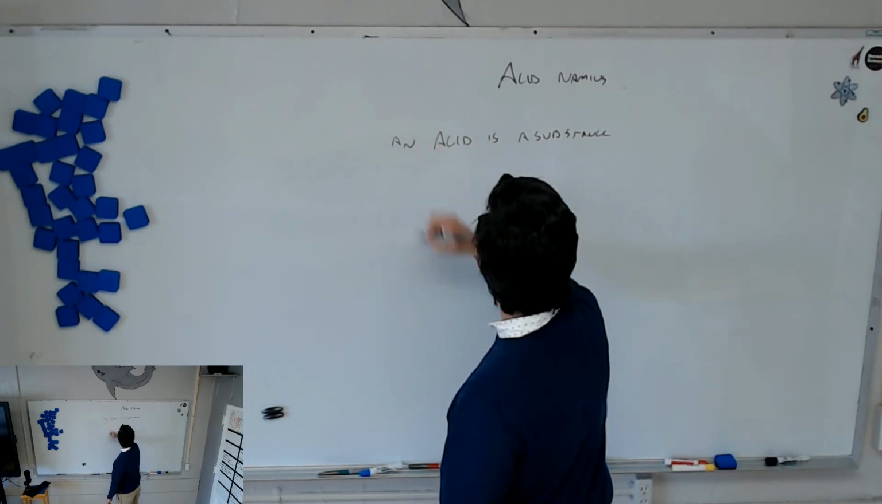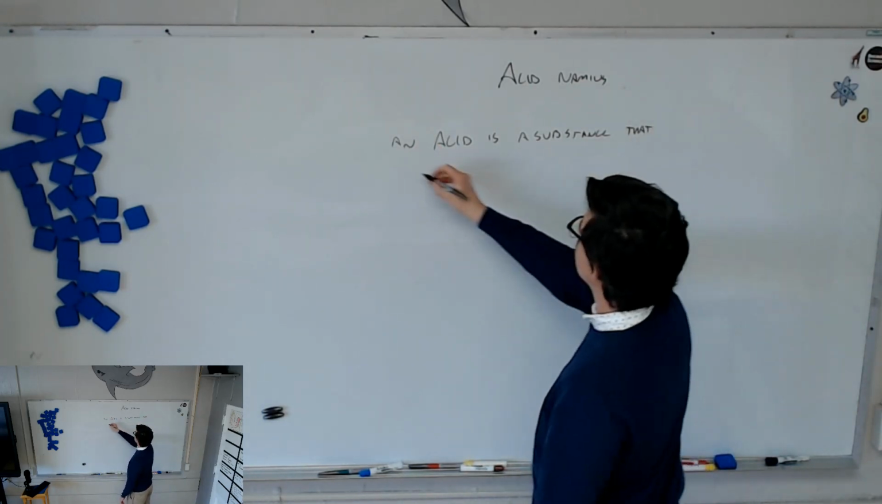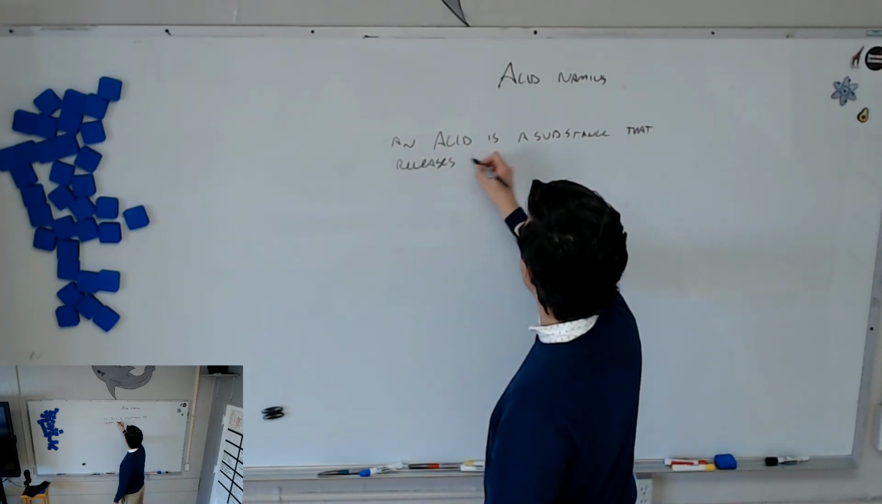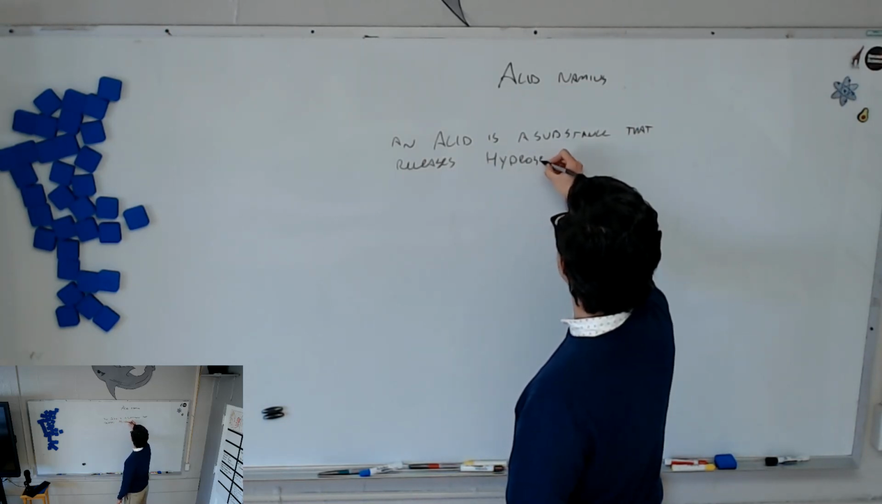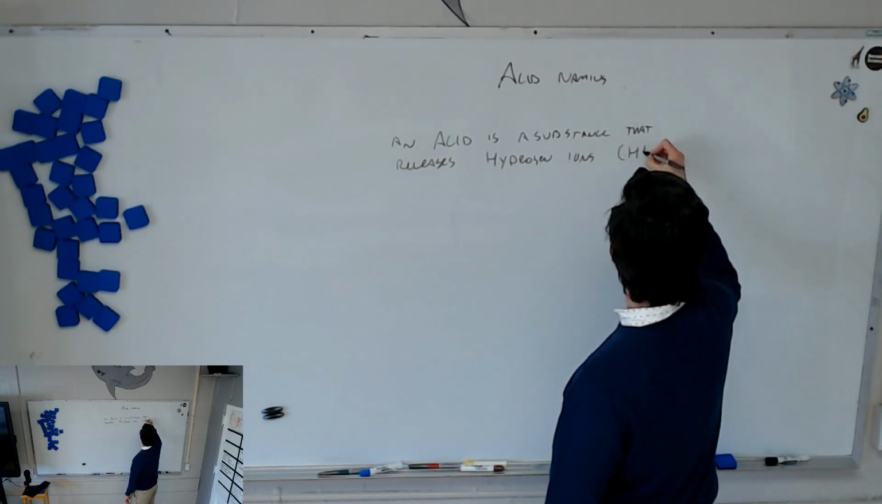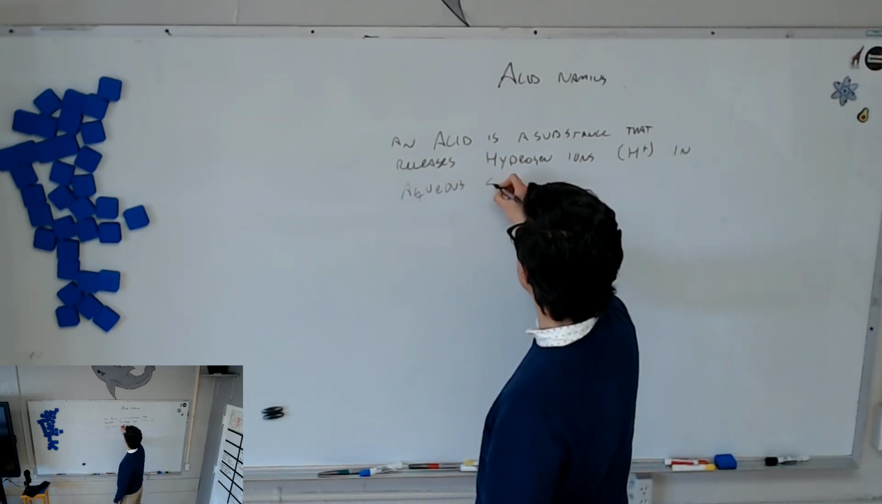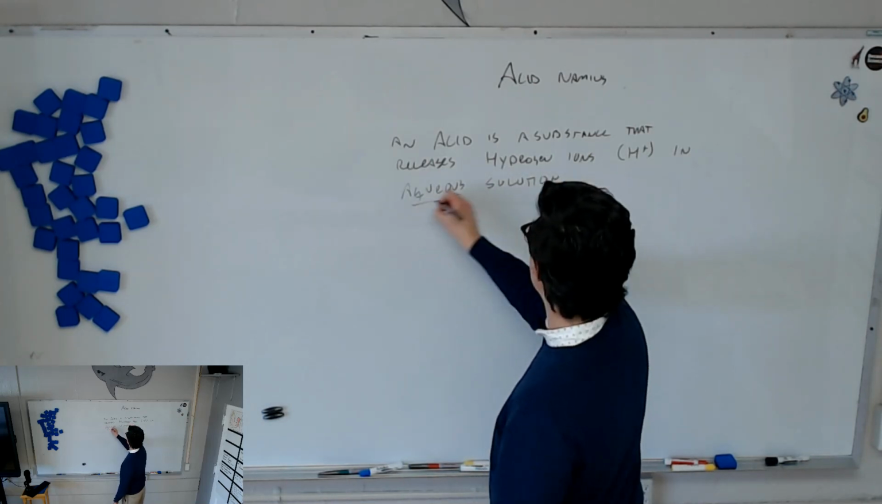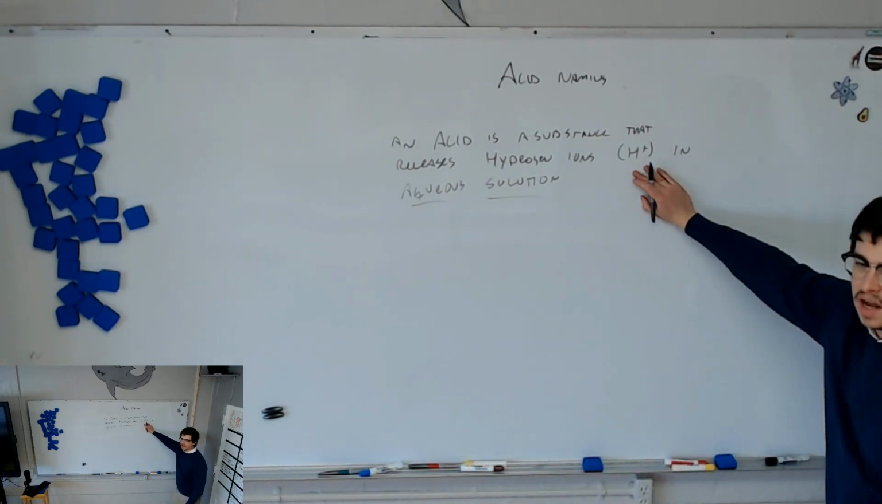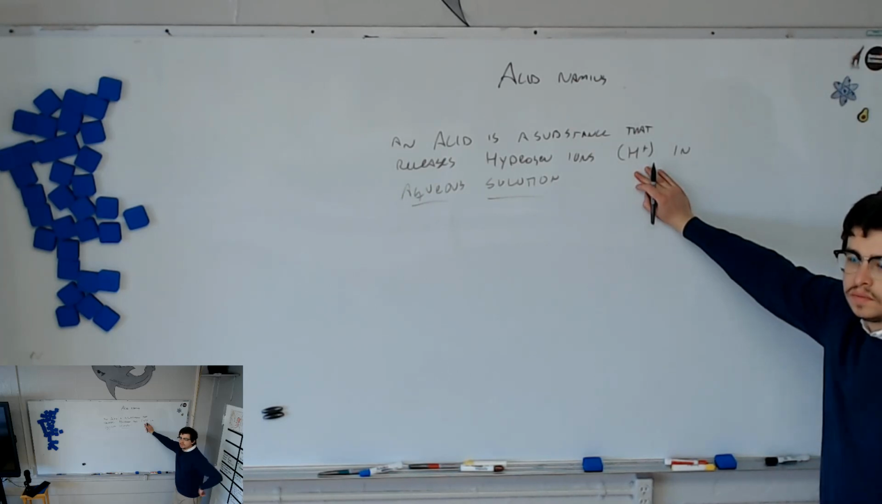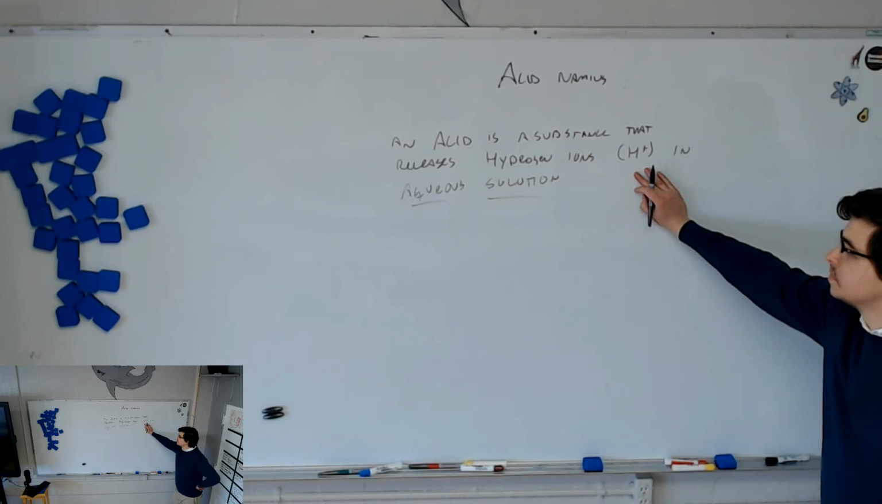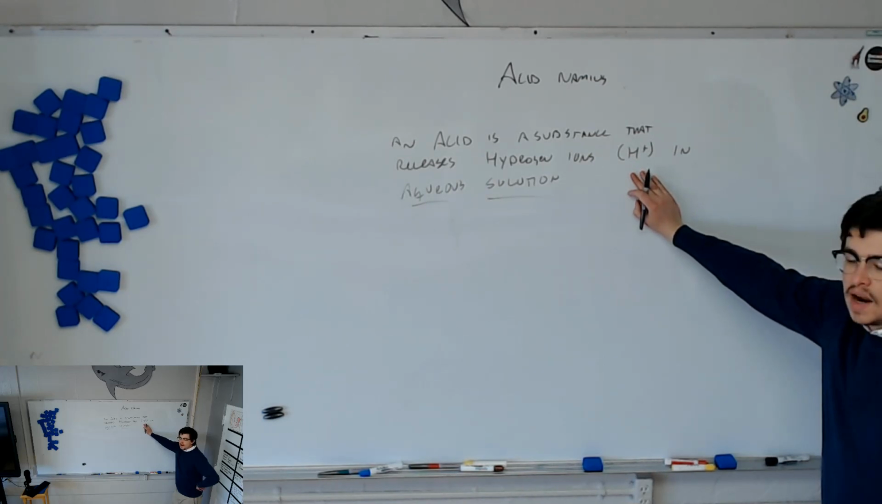Let's put that. An acid is a substance that releases hydrogen ions, H+, in aqueous solution. We're going to talk about what aqueous solution is too. First of all, hydrogen ion meaning what? And what's that one word? Aqueous. Can you spell those? A-Q-U-E-O-U-S.